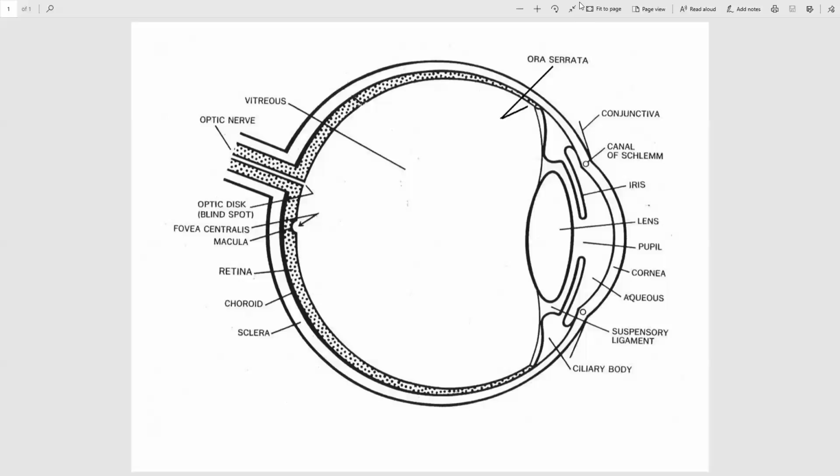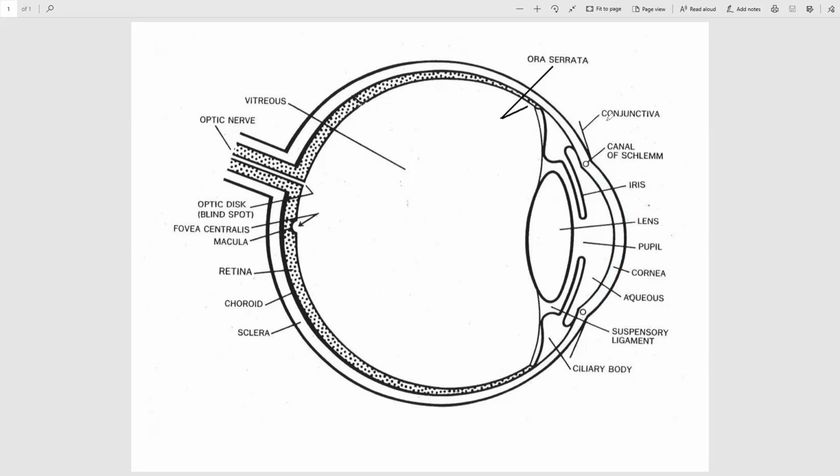I'm going to highlight the parts as we go through and talk about them. So we're going to start with the cornea here. The cornea is this part right here of the eye. The cornea is the front transparent part of the outer protective layer of the eye. Its bulging curvature provides the major refraction of the eye. It gives it its focal strength.